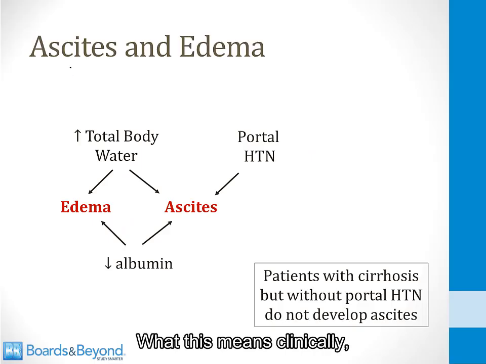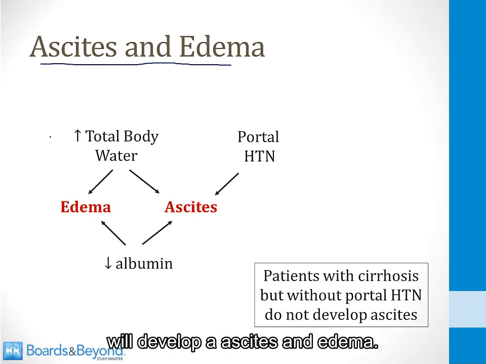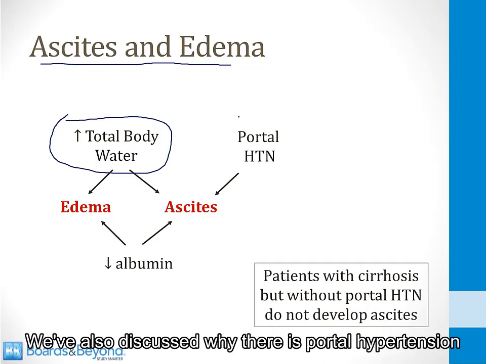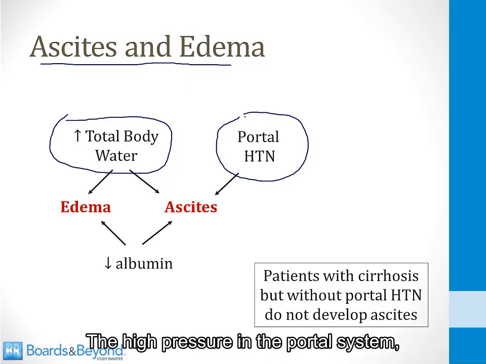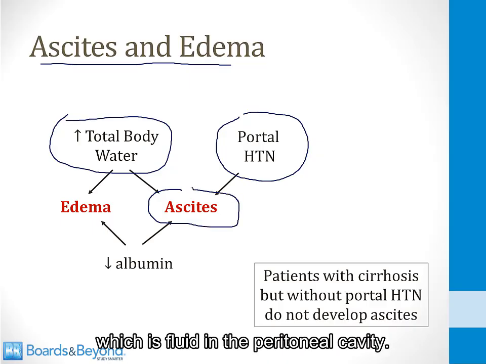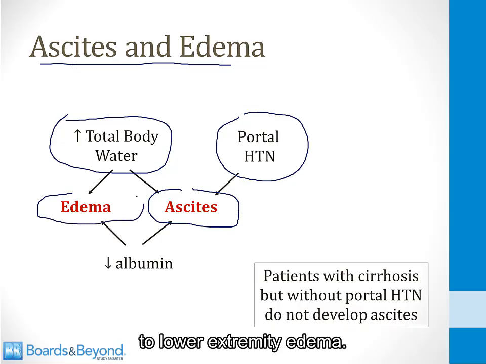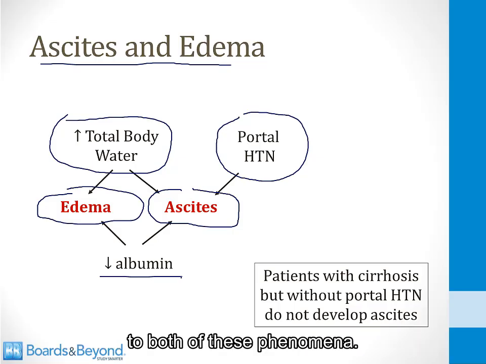What this means clinically is that patients with cirrhosis of the liver will develop ascites and edema. As we just saw, there's an increase in total body water in cirrhosis. We've also discussed why there is portal hypertension in cirrhosis. The high pressure in the portal system combined with the increased total body water leads to ascites, which is fluid in the peritoneal cavity. In addition, the increase in total body water can lead to lower extremity edema, and then the low albumin level also contributes to both of these phenomena.